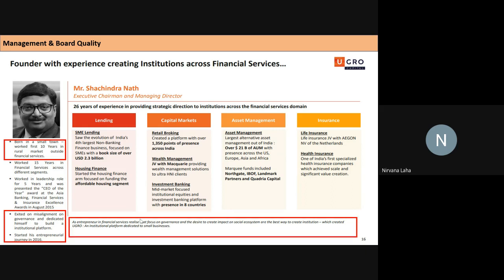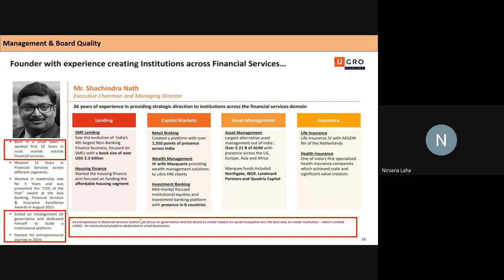Yeah. So the last bit is the philosophy that he founded this company with. I'll read out that sentence. As an entrepreneur in financial services, realize that focus on governance and the desire to create social impact are the best way to create institutions. This is what created UGRO, an institutional platform dedicated to small businesses.